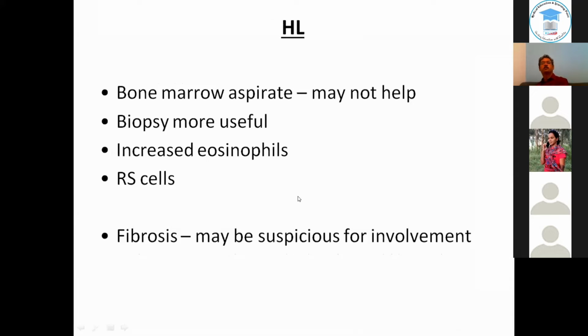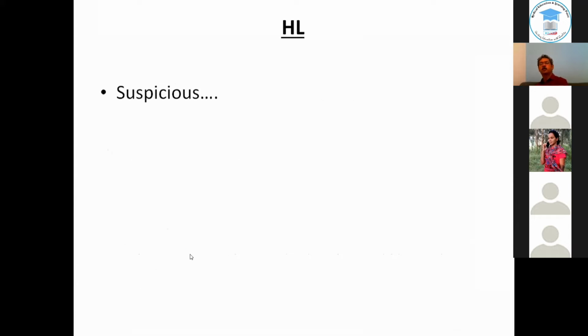So the bone marrow aspirate may not help, and the trephine is more useful, especially when you get eosinophils or Reed-Sternberg cells. When you see just fibrosis, you might call it suspicious involvement. And what does that mean to the physician? Nothing. Suspicious is neither here nor there. He needs to know whether there is disease or not.